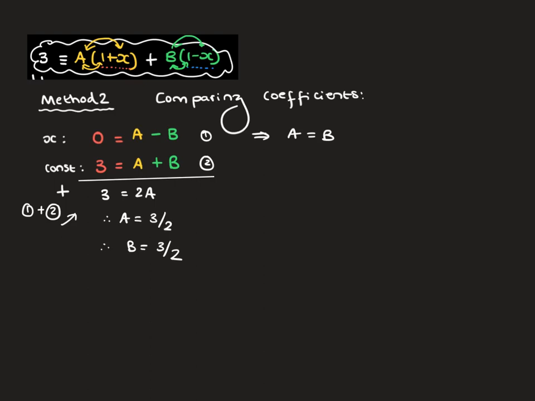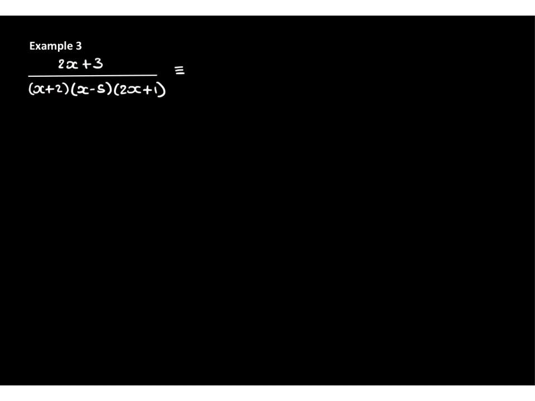So you may find, as in this situation, that comparing coefficients can be just as quick as, if not quicker, than the first method of substitution. Ultimately, find a method that you feel comfortable with, that works for you accurately, and be flexible. Be prepared to remember that sometimes one method may work better than another method. So let's look at a third example.